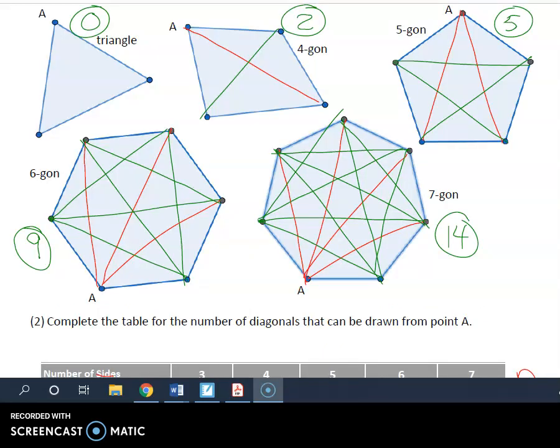So I've drawn in all the diagonals myself, and so hopefully you found the triangle is still 0, because all the points are already connected to sides. A total of 2 for the quadrilateral, 5 diagonals for the pentagon, 9 for the hexagon, and 14 for the heptagon.